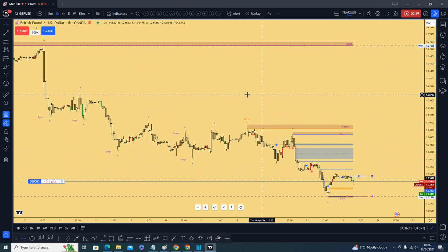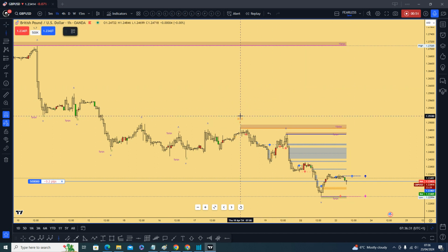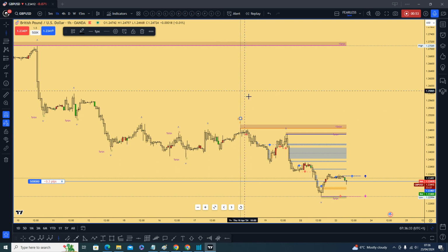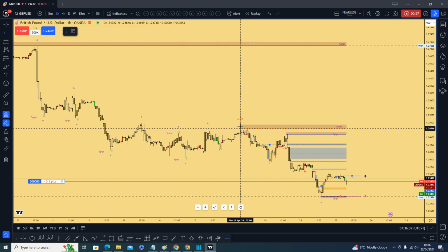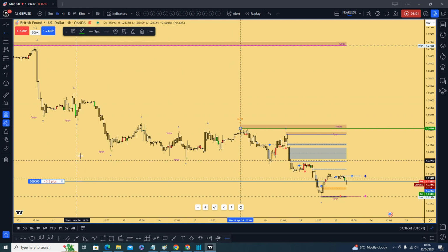We want to pick a segment. And this is the last major structure. So from here, we can use this line here just to identify that point there. And also I like to use a horizontal line, then label it the structure.